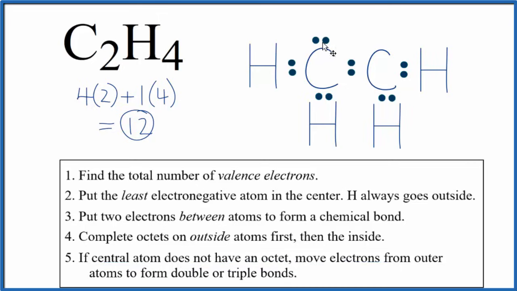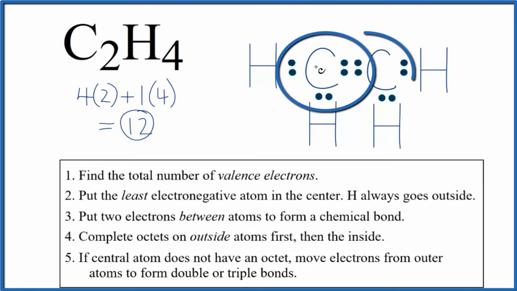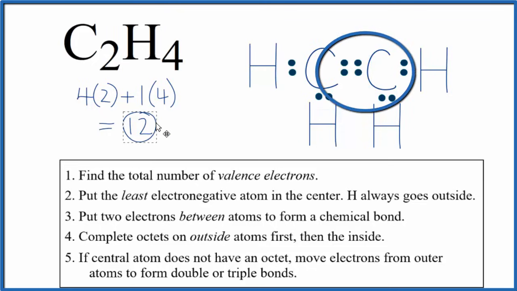Why don't we move this pair of electrons right here to the center and form a double bond? So now each carbon has 8 valence electrons, and we're only using 12 valence electrons. Hydrogens have 2, but they only need 2. So this is the Lewis structure for C2H4, ethane.